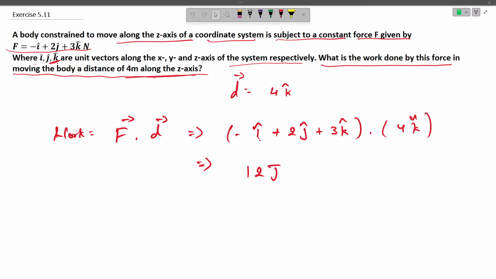The body can move only along the z axis, and we know the formula for work done, that is F dot d. We can easily find the dot product, because the displacement would be equal to 4k cap and the force is given, so the dot product would be 12 joule. Let's move to the next question.